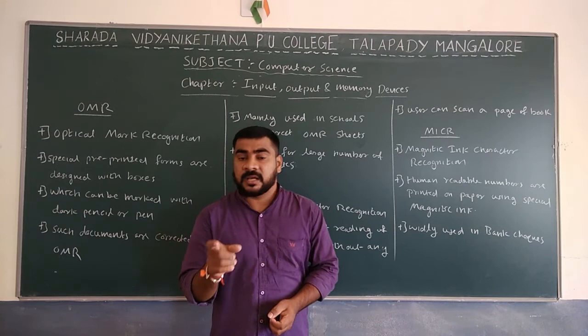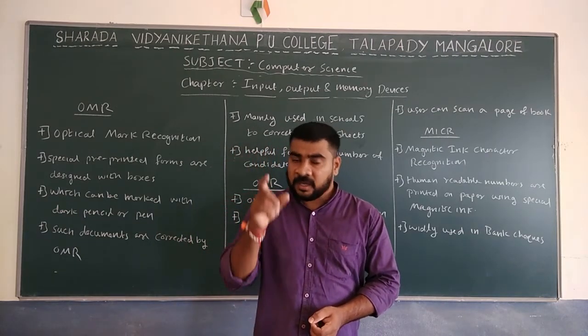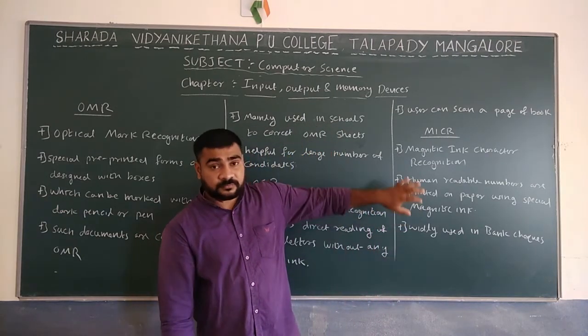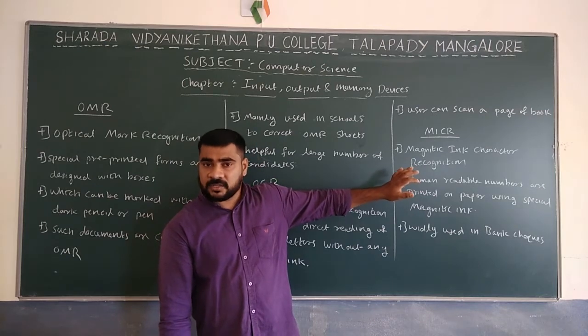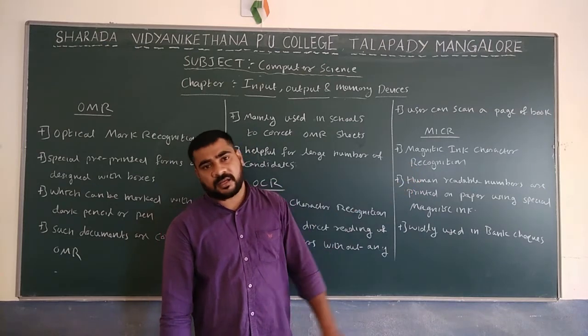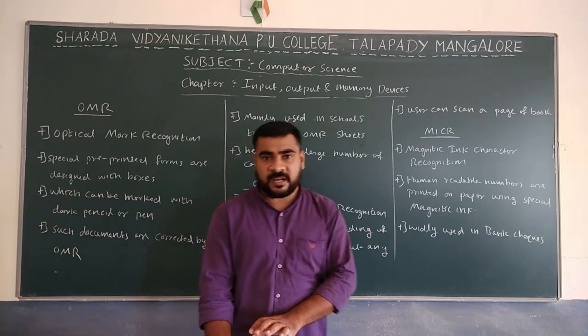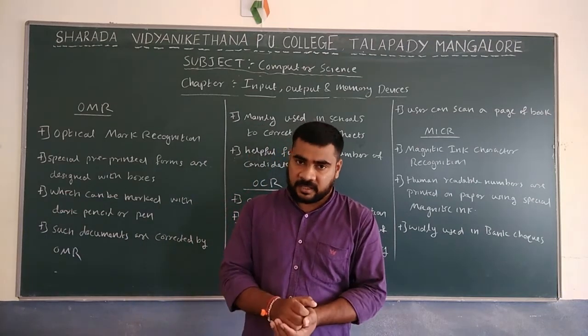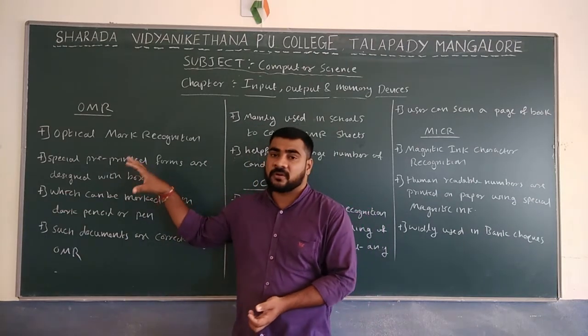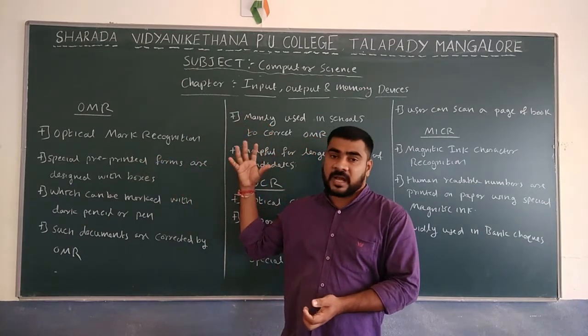If you want to read that number, then we are making use of MICR. That number is written in magnetic ink, so by using the MICR machine, we can read the particular data. Here we mainly discussed OMR, OCR and MICR.